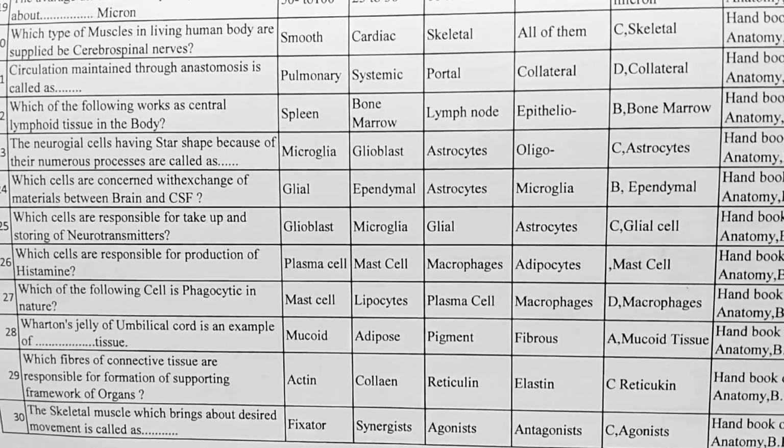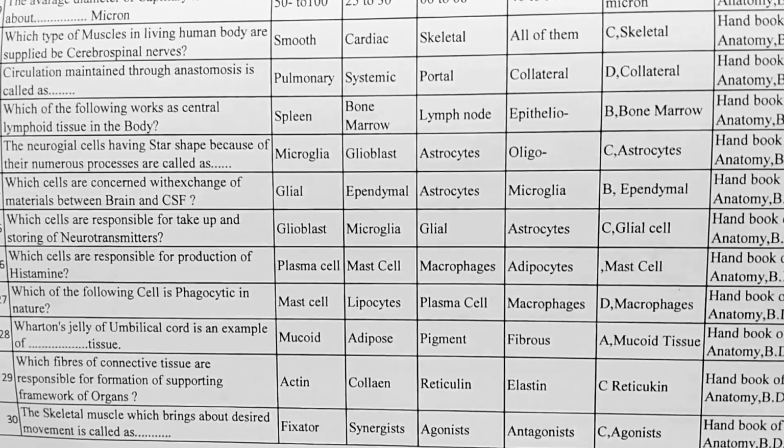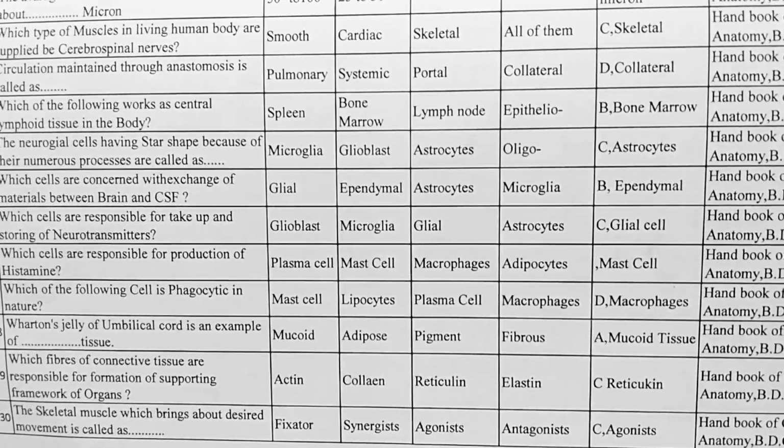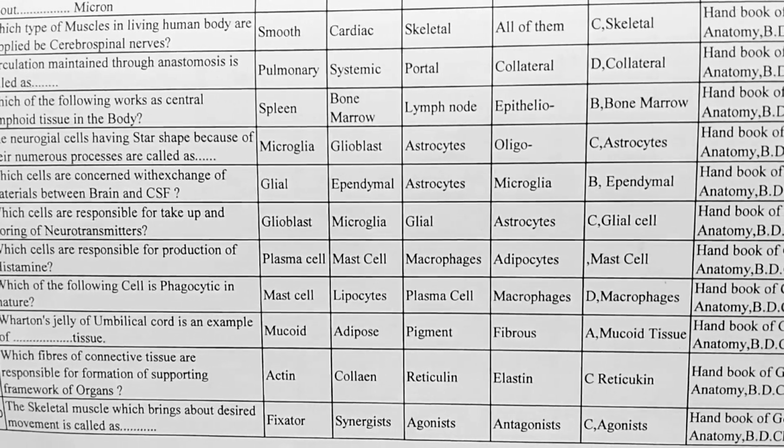Next, the skeletal muscles which bring about desired movement is called as. Options: fixator, synergist, agonist, antagonist. Option C is correct, agonists.